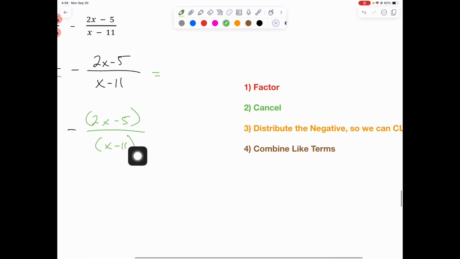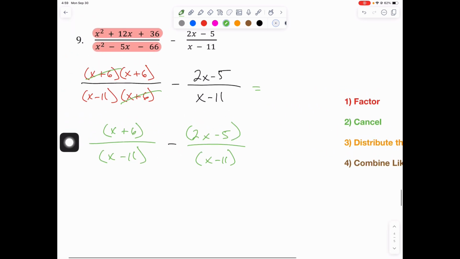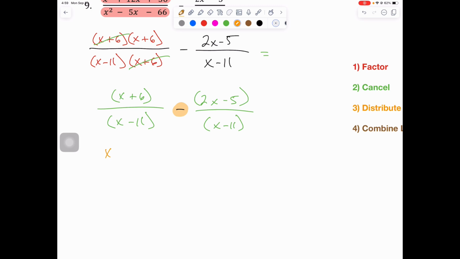So it asks us to now distribute the negatives so we can combine like terms. And again, we have to do what we did before. We have to take that negative 1. Let me just rewrite this top in orange. Our first fraction, x plus 6, I'm going to set that over our common denominator of x minus 11. Then I will distribute our negative 1. Again, it's just simply flipping signs. Negative 1 times negative 5 gives us plus 5. And then setting that over our common denominator of x minus 11.